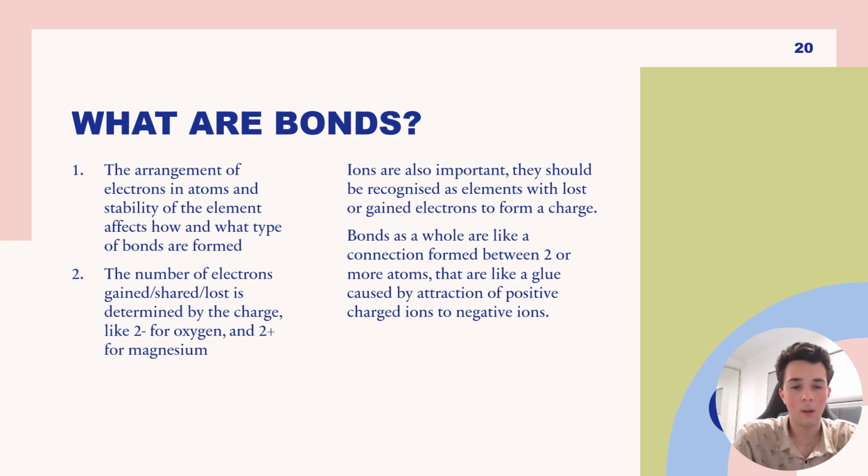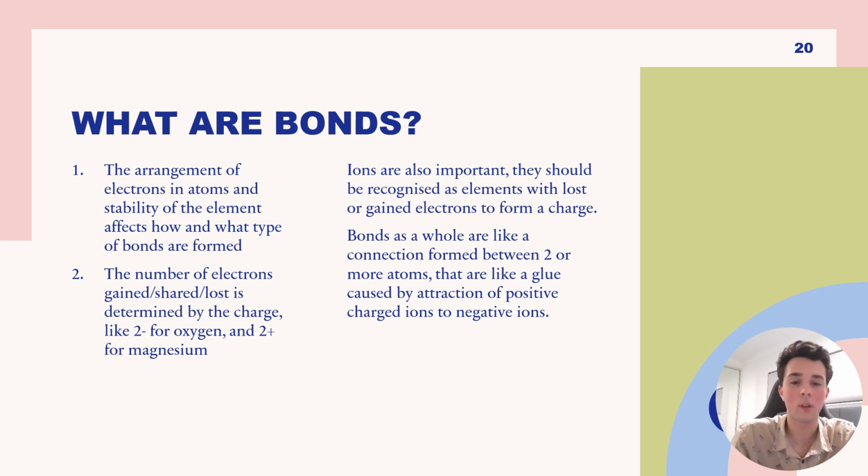And the number of electrons that is gained or shared or lost will be determined by the charge. Like, you know how oxygen is 2 minus and calcium is 2 plus. That's why it'll form CaO. But Na and oxygen requires 2 Na atoms. So you'll have Na2O because Na is only a single plus, but oxygen is a 2 minus.